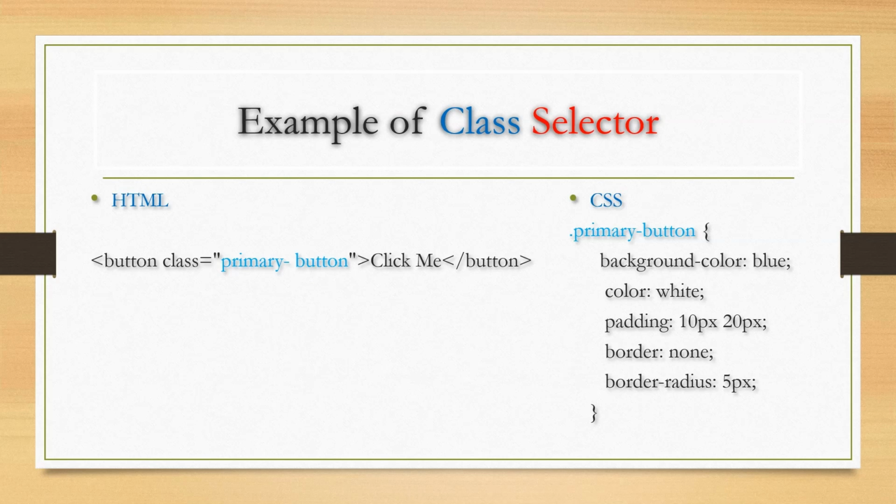Example of class selector. HTML: button class equals primary-button, click me, /button. CSS: .primary-button, background-color: blue; color: white; padding: 10px 20px; border: none; border-radius: 5px.